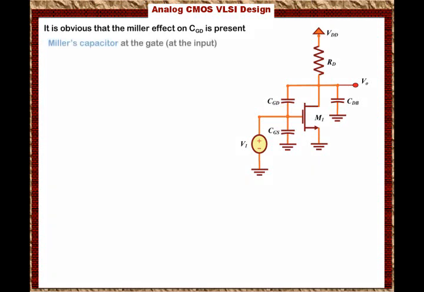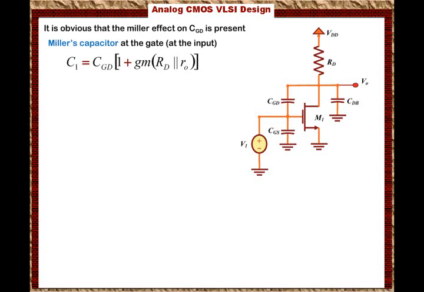So the Miller capacitance at the gate or the input is given as C1 equals CGD, that's the capacitance itself, times 1 plus the gain, which is gm times RD in parallel with RO. Remember, Miller theorem says 1 minus the gain, but the gain is negative, so 1 minus the minus becomes a plus, right? So this is the equivalent Miller capacitance of CGD at the input.